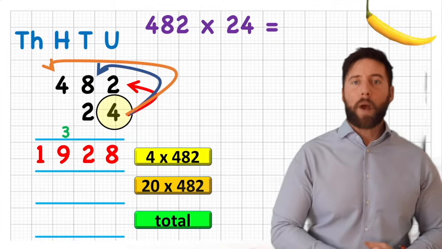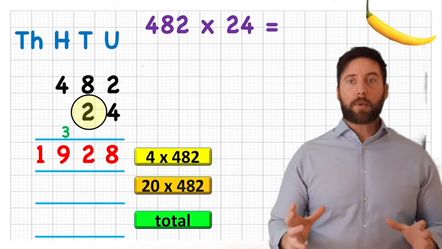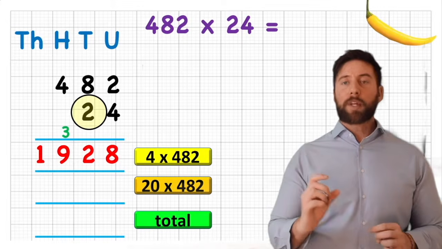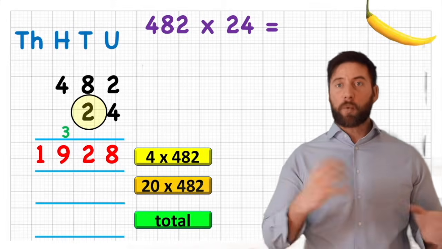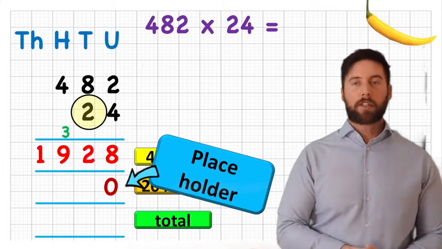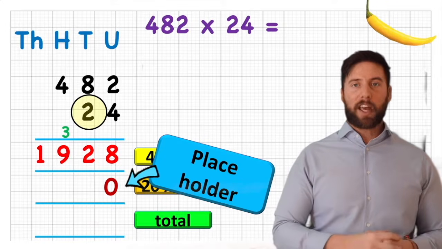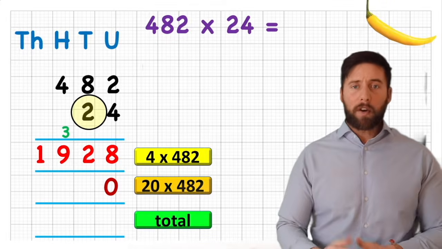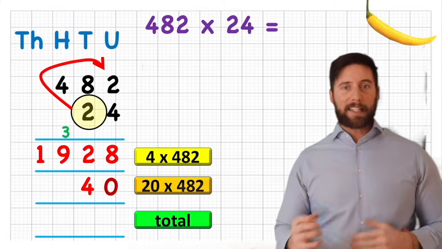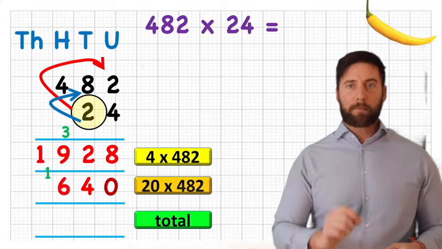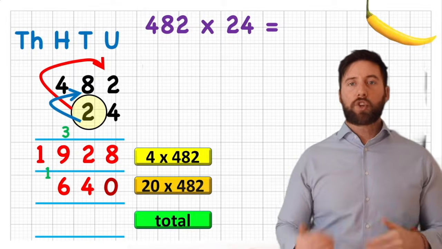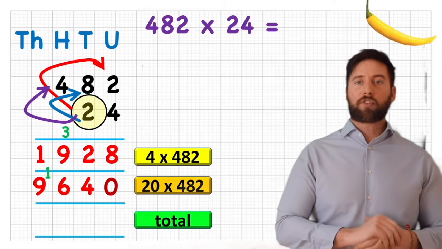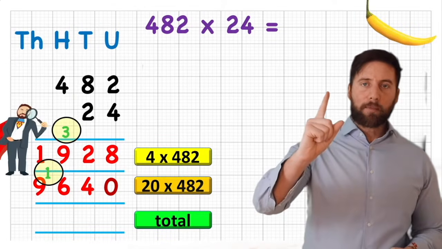Now, my next question is 20 times 482. So we don't like 20, so let's make it 10 times smaller and put it as a 2, but that means we need to make our answer 10 times larger so we actually get the correct answer. So I'm going to put my placeholder in place, okay, great. Now it's just going to be 2 times 482. So 2 times 2 is 4, add that in. 2 times 8 is 16, put the 1 across, put my 6 in place, good. 2 times 4 is 8, plus the 1, 9. 9,640.